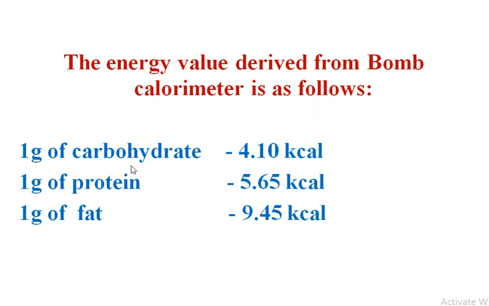1 gram of carbohydrate yields 4.10 kilocalories. 1 gram of protein will yield 5.65 kilocalories. 1 gram of fat will give 9.45 kilocalories. So these are the energy values measured using the bomb calorimeter.